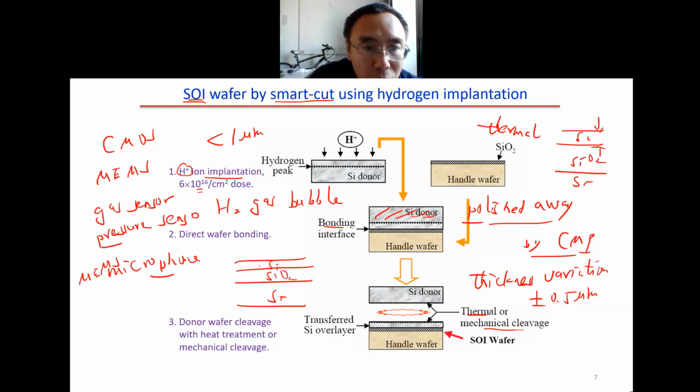The advantage of the SOI wafer is that we can pattern the backside. For example, we can etch away the silicon, and it will stop at the oxide. Then we pattern the front side and etch, and it also stops at the oxide. That means the patterning of the backside and the front side can be isolated by this silicon oxide layer. That's why the SOI wafer is very popularly used for MEMS.